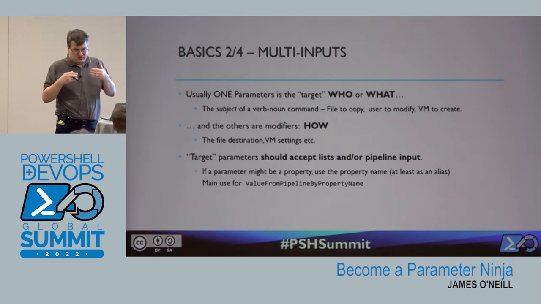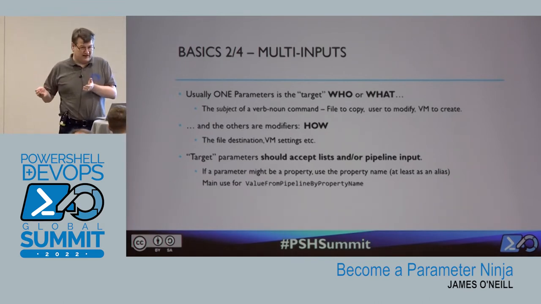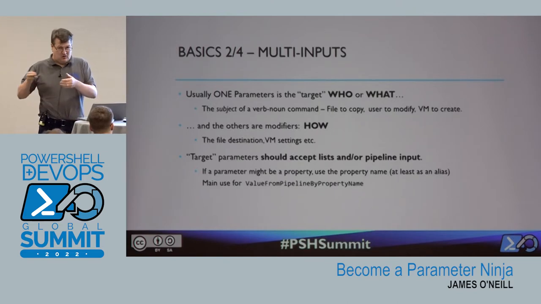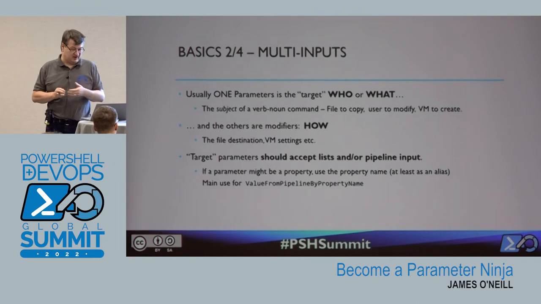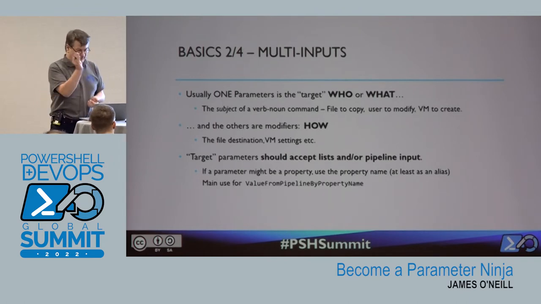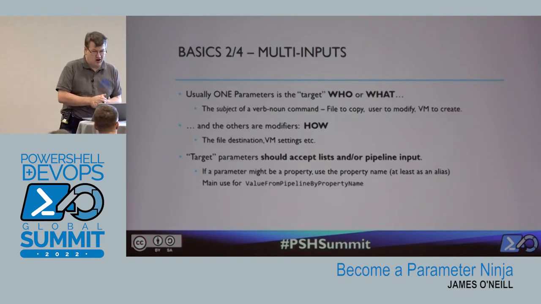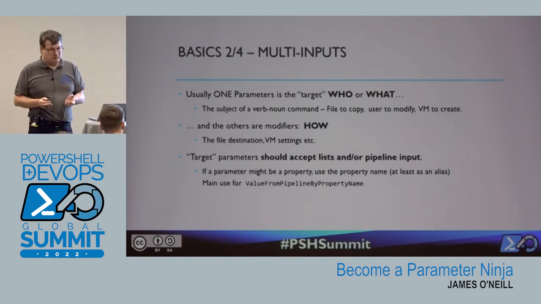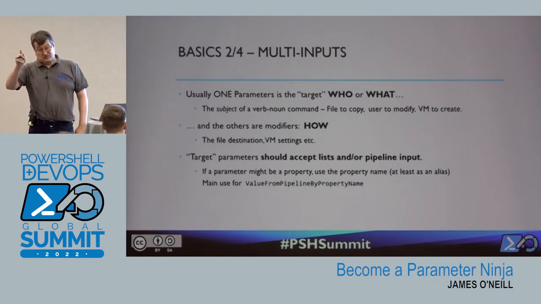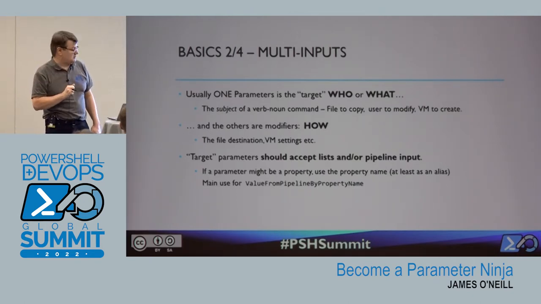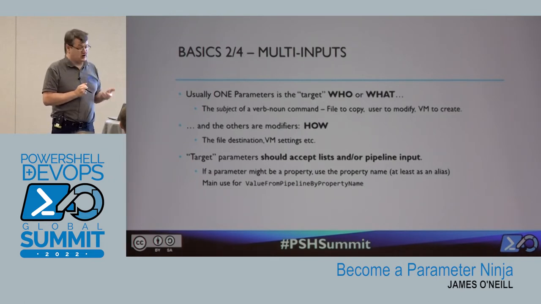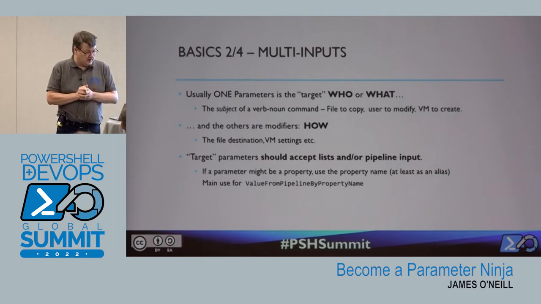And the target really should accept multiple values, both via the pipeline or as a comma-separated list. Of the things that you see, either there's no pipeline input, fail, go away, make it PowerShell-y, come back when you've done the job properly, or it only accepts one. And it's quite easy to just go, for each I in input, do this in a loop. So we should really try to make sure that we accept multiple targets.